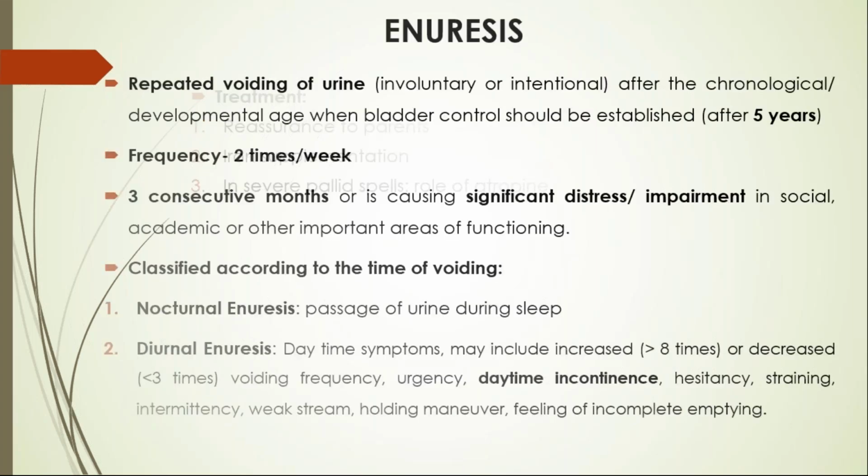Okay. So the next important disorder is enuresis. It is repeated voiding of urine, and it is involuntary or intentional, after the developmental age when bladder control is established. So very important is again the age group at which it occurs, right? It is not just at any age group that it occurs and you are going to call it enuresis. It is after 5 years of age that you call it enuresis, right?